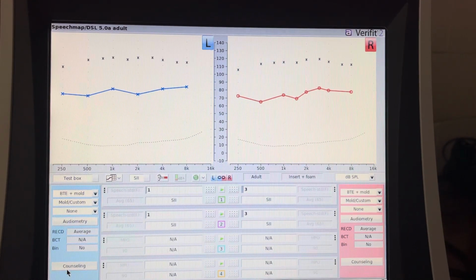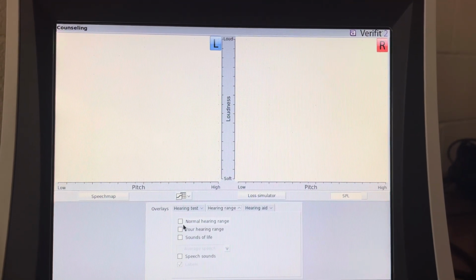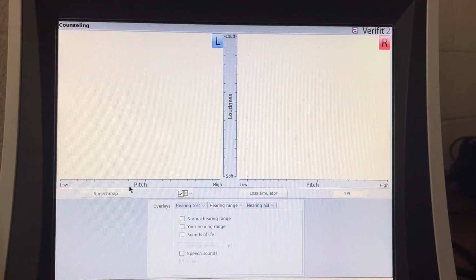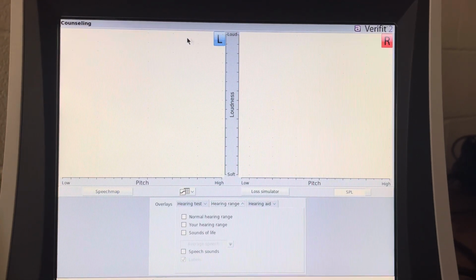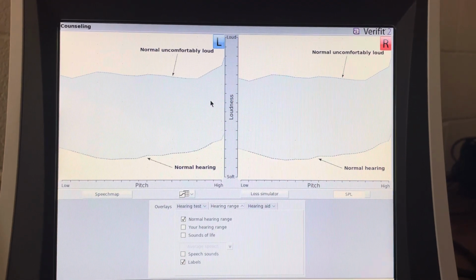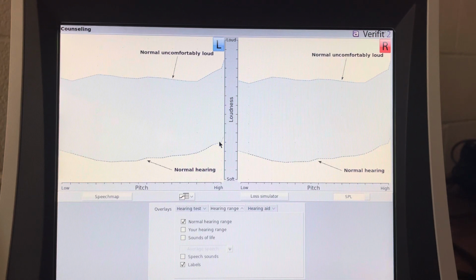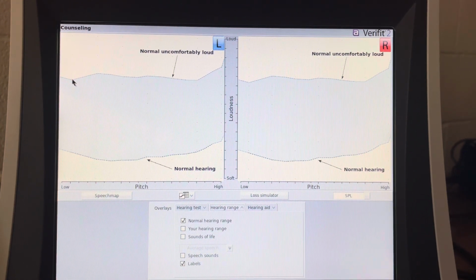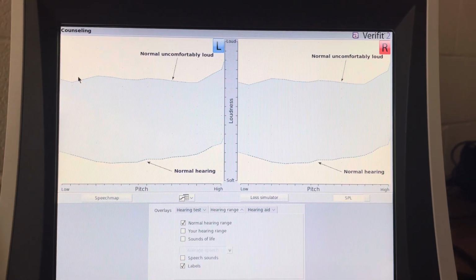Now this will make more sense when we go over to this other screen and we can see it a little bit more easily. So right here on these graphs, we have low pitch, middle pitch, and high pitch, and then very soft sounds to very loud sounds at the top. This gray area is normal hearing. So at the bottom we have what people with normal hearing can just barely hear, their threshold. And then at the top we have where it's so loud, it's uncomfortably loud then.